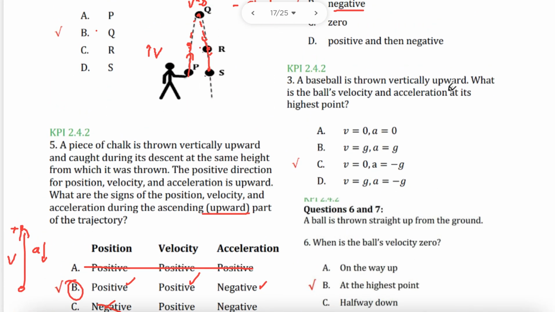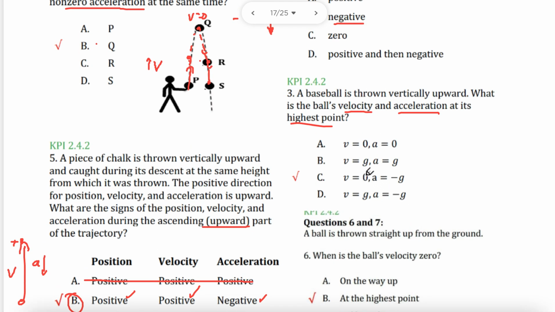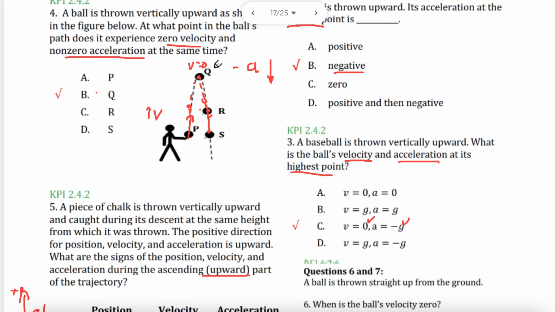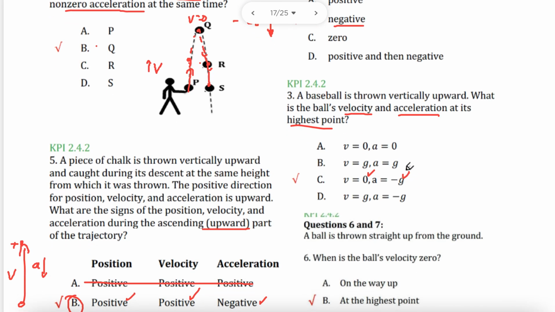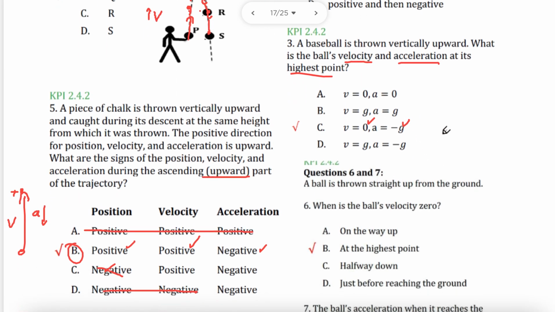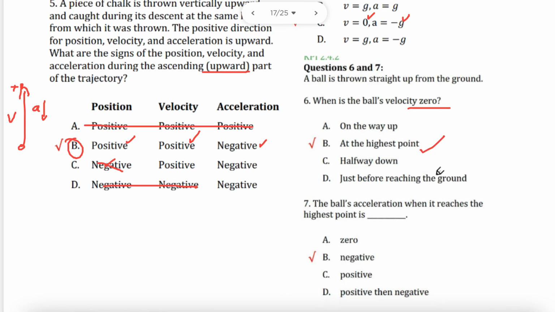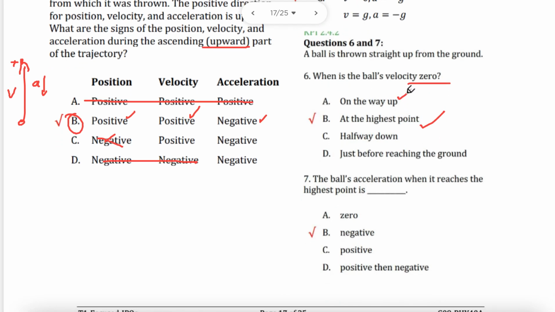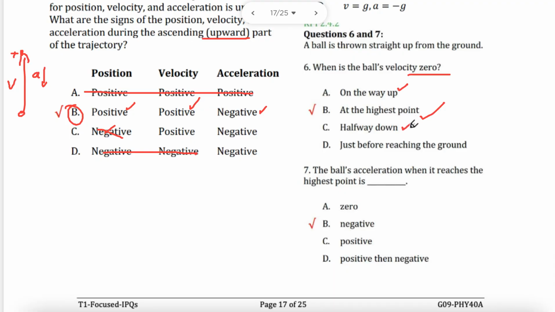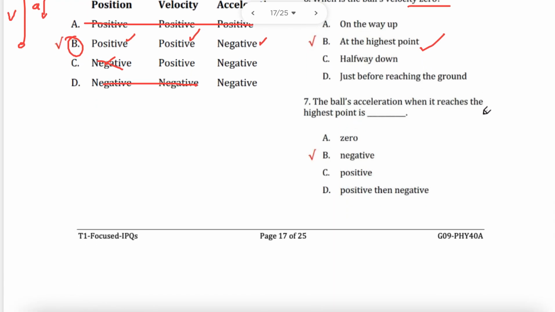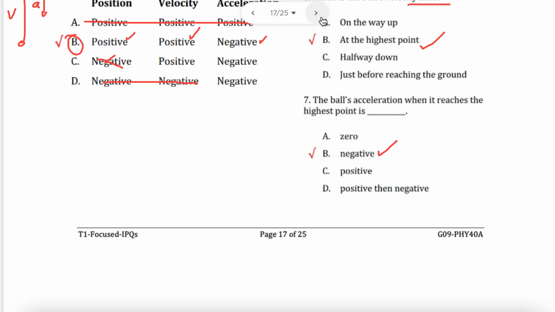We're over here. What is the velocity and acceleration at the highest point? Just like before, velocity at the top is 0, acceleration is negative. Negative gravity. Remember, gravity is the thing pulling it down, minus g. When is a ball's velocity 0? Said it already, highest point. On the way up is positive, halfway down is negative, just before is also negative, and that's it. The ball's acceleration, when it reaches its highest point, same thing, it is going to be negative. Okay, I'm going to stop this video there and then continue in the next video.